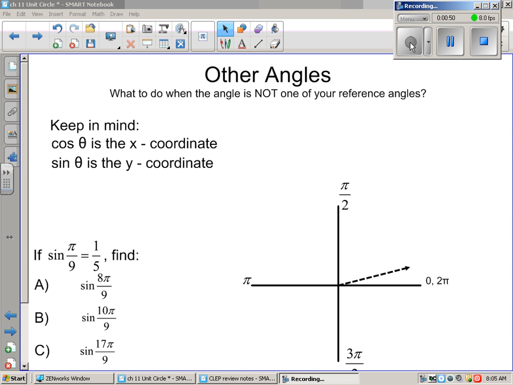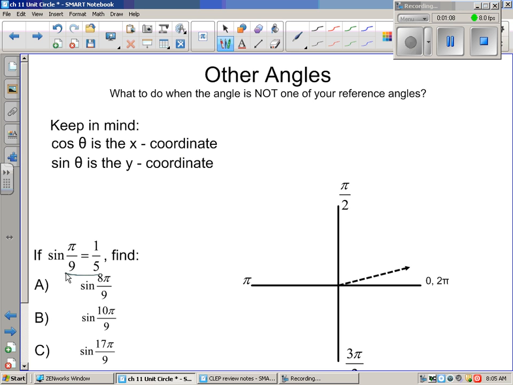First of all, let's remember that cosine is always the x-coordinate, and sine is always the y-coordinate. So here we have a question. If sine of pi over 9 equals 1/5, now let's find some other information. So the first thing that helps is, obviously they're giving me some information. They say to me sine of pi over 9 equals 1/5.